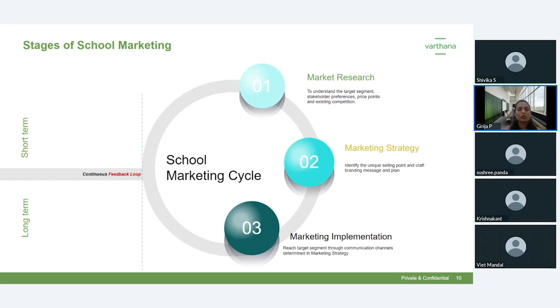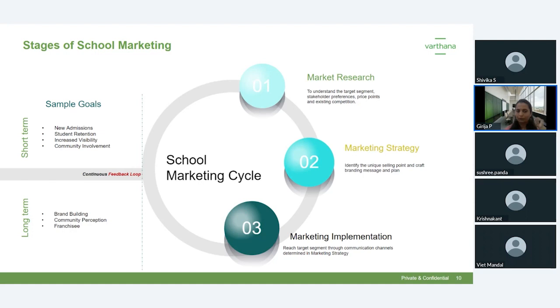So let's see a sample. What can be the short-term goals? Increase admissions, retain the existing students you have, increase visibility and have more connection and involvement within the community. These can be your short-term goals, and these short-term goals can impact your long-term goals.